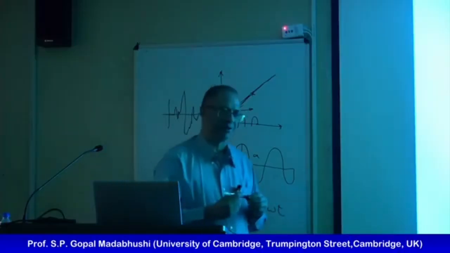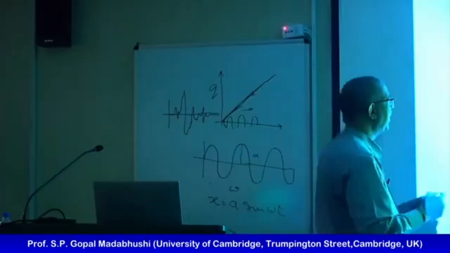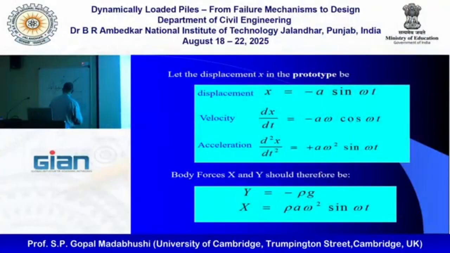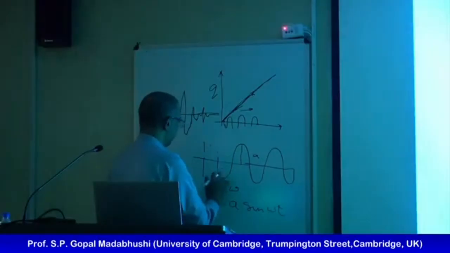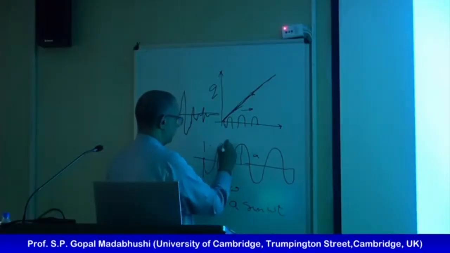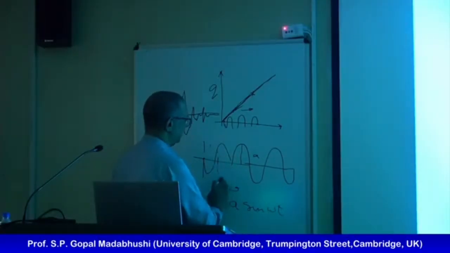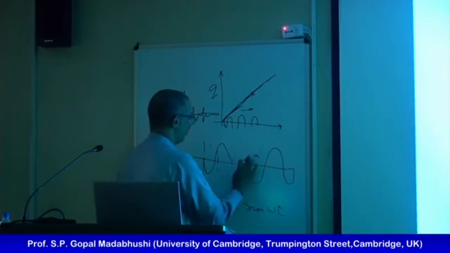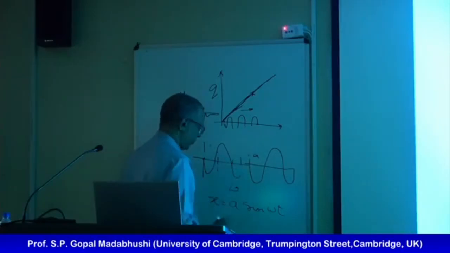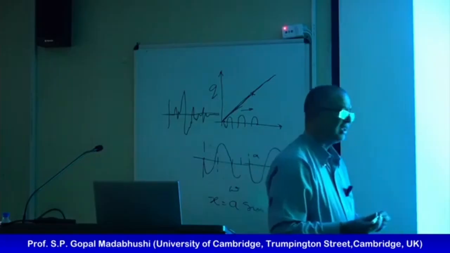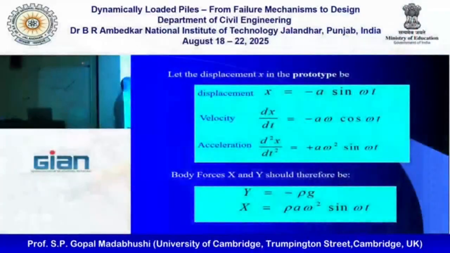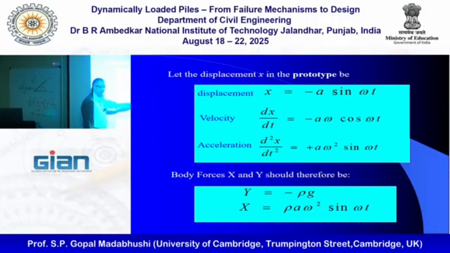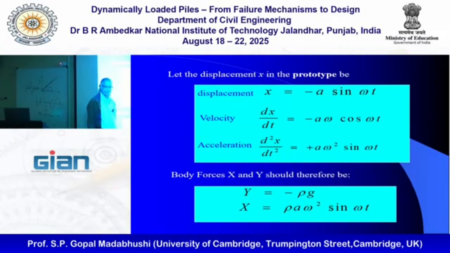It's just a harmonic motion, right? And I put a minus just to make my maths easy. In other words, I'll start the other way. It doesn't really matter. It's still a sine wave. If I write my displacement like that, my velocity will be dx by dt, so A omega cos omega t. Differentiating again, acceleration is A omega squared sine omega t.